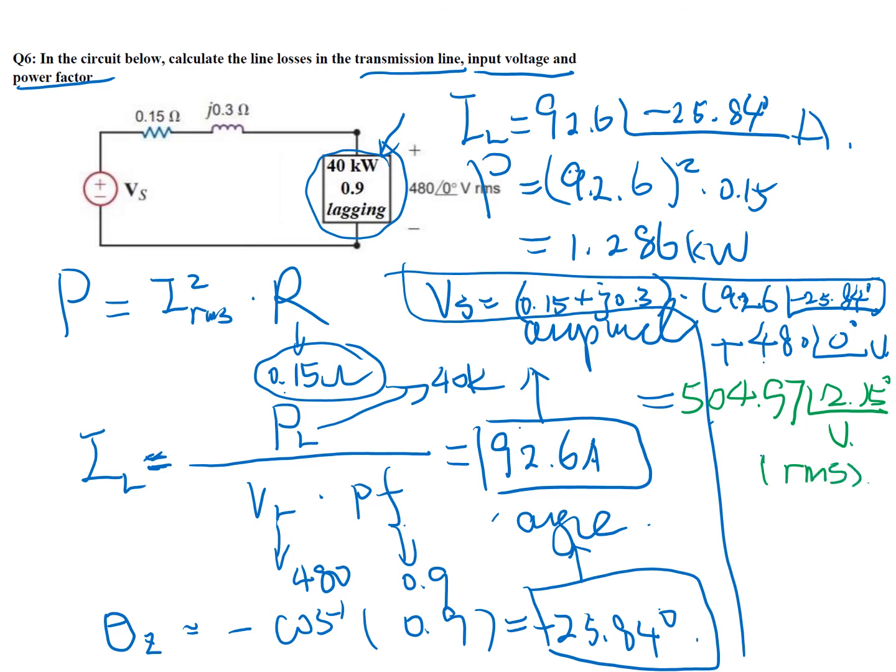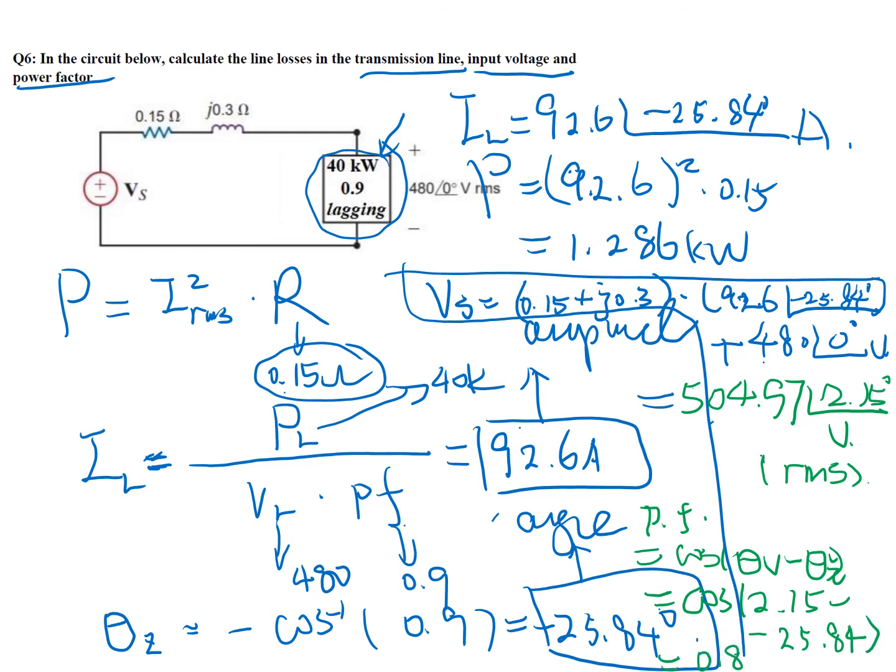To find the power factor, we have power factor is equal to the cosine of the power factor angle, that's the phase of the voltage minus the phase of the current, theta V minus theta I. And this is cosine of 2.15 minus negative 25.84, and you can get 0.883 is the power factor.